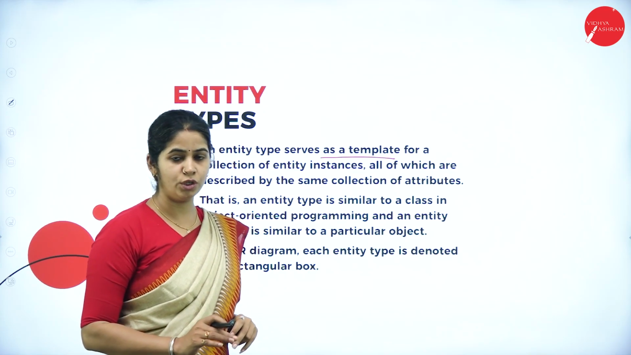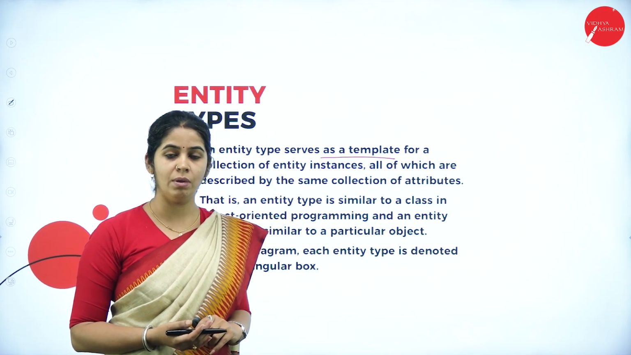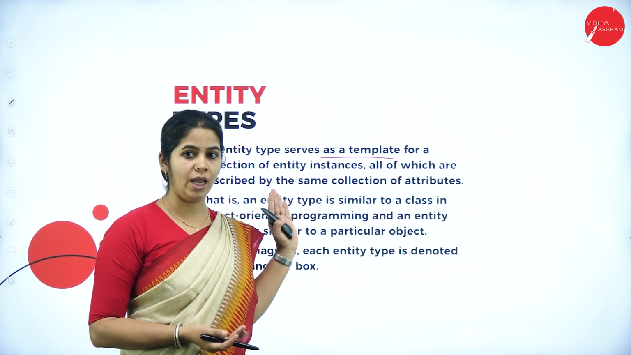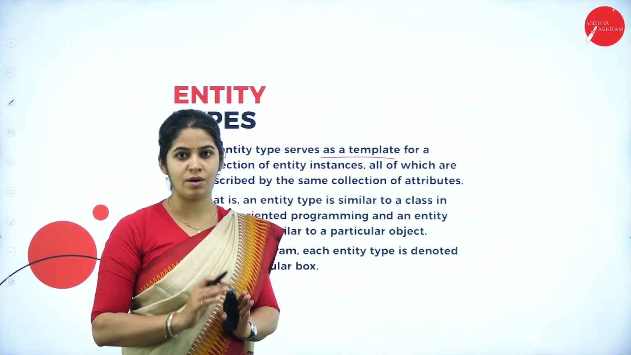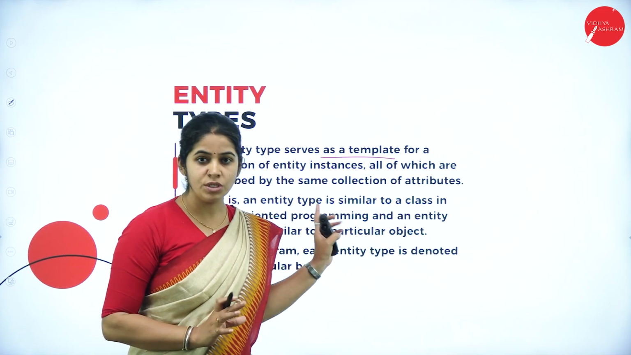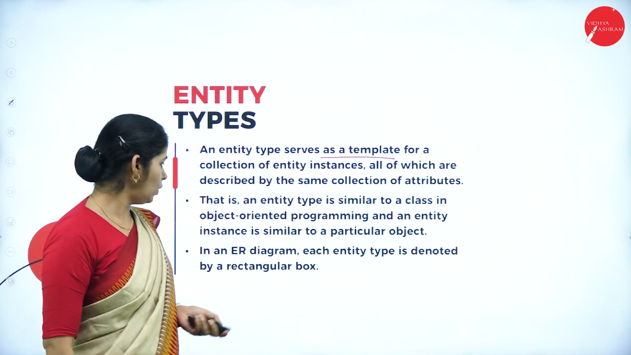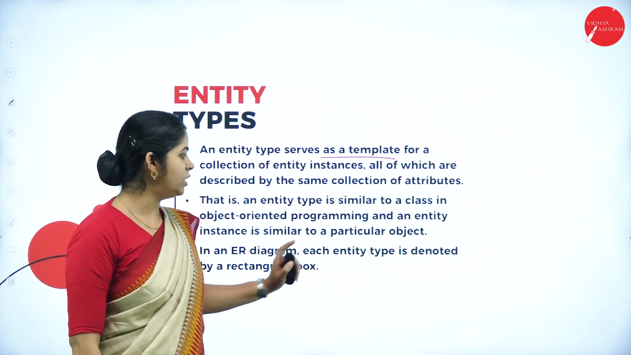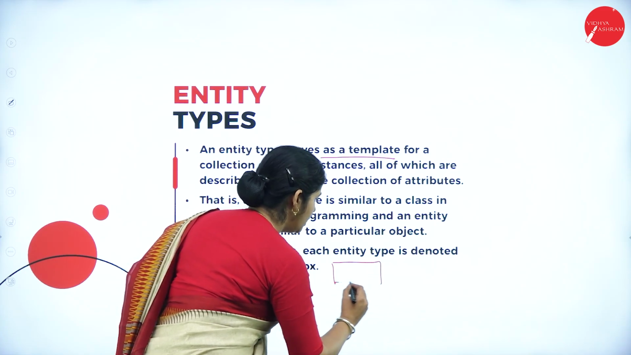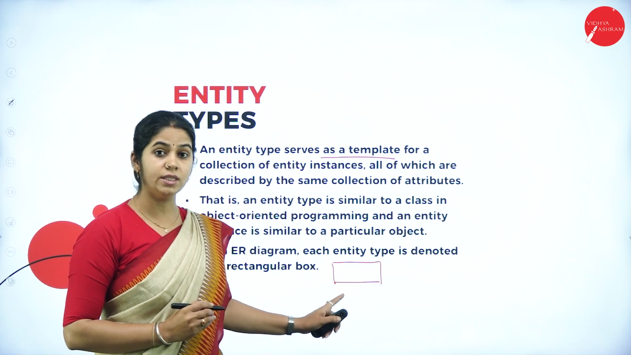All of you studied object oriented programming, right? The basic things we have in object oriented programming are object and class. Here an object is referred to as an entity and an entity type is referred to as a class. What is a class? A class is a collection of objects. Similarly, an entity type is a collection of entities. In the ER diagram, each entity type is denoted by a rectangle. How do we denote it in the ER diagram? We denote the entity type using a rectangle.